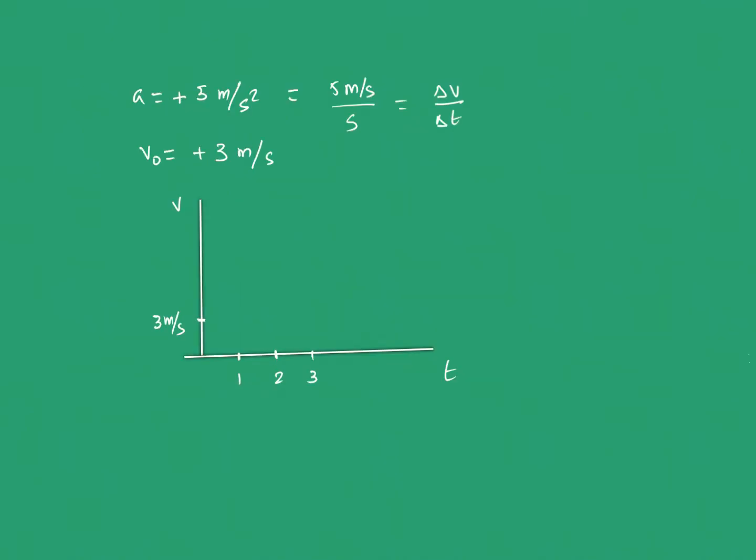The acceleration is a equal 5 meters per second squared. Second question: if v is equal 3 meters per second, how will you construct the graph? The acceleration says that the change in velocity is 5 meters per second in every second. So, how will I construct the graph?